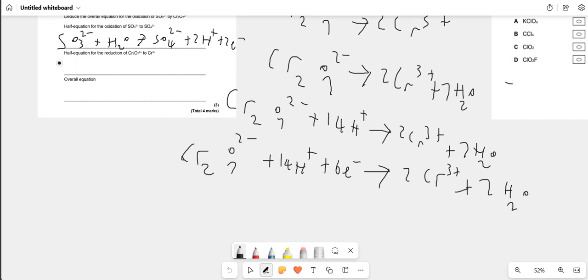So write this one here now. Cr2O7 2 minus plus 14H plus, plus 6E minus gives me 2Cr3 plus 7H2O.